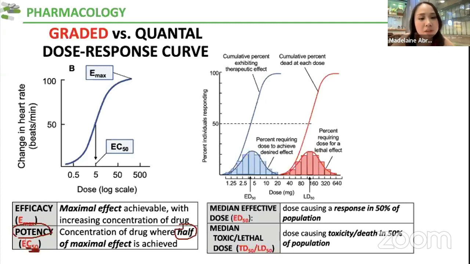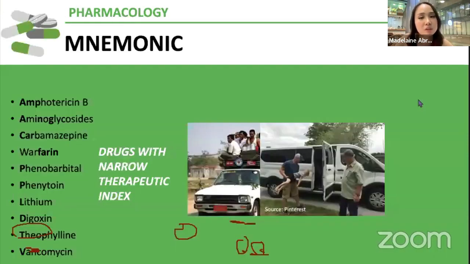is achieved. And then your median effective dose, which you obtain from your quantal dose response curve, it is the dose, letter D, wherein 50% respond sa population. So may effects of 50%. Then your median toxic or lethal dose, it is the dose, letter D, wherein 50% or half, same pa din, half toxicity or lethality or death. Okay? So, define siya based dun sa code or dun sa name mismo ng concept.